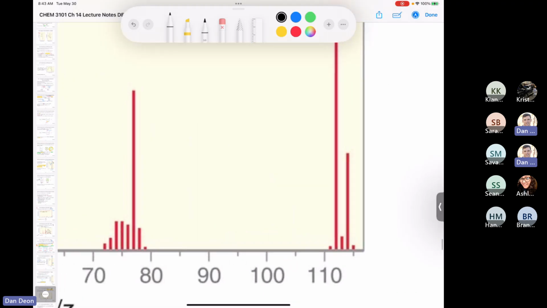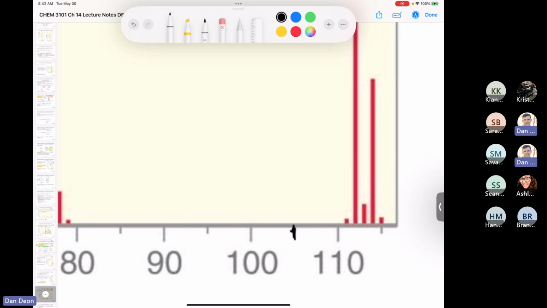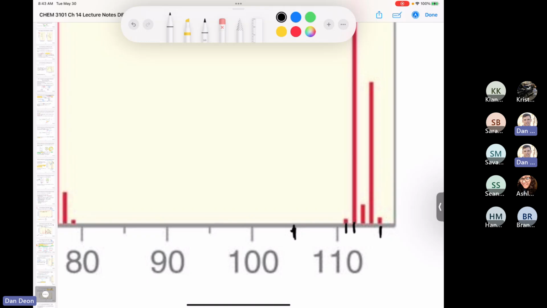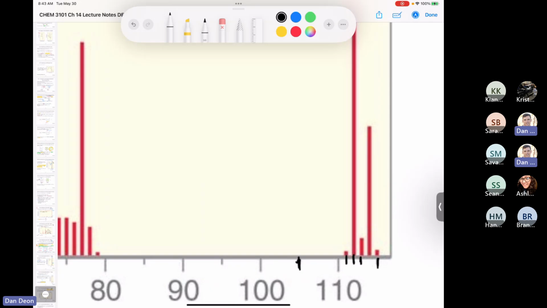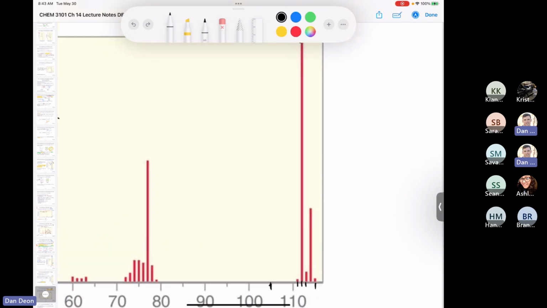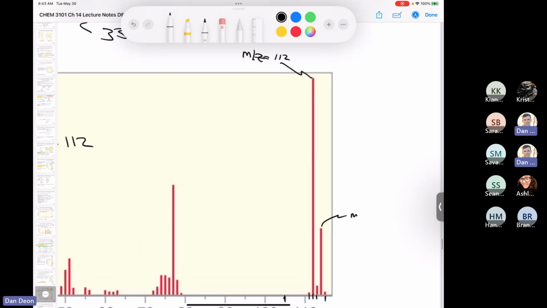So let's dig in here. This is 100, this is 105, this is 115. So 111, 112. This is mass over charge equal to 112. Then we skip 113, it's really small, and then we have something at 114. This is mass over charge equal to 114. So what do we know? We know that this first peak is the parent ion, and this second one is M+2. 112 plus 2 gives you 114.